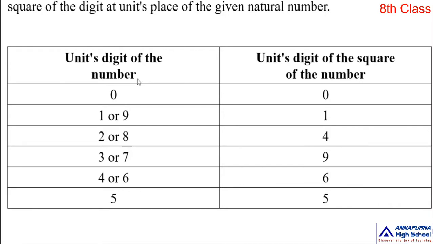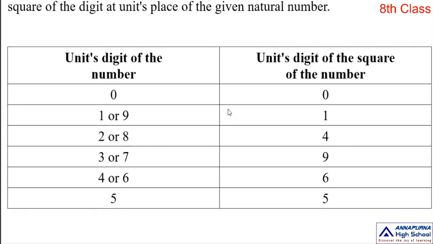That means if you take any number ending with 0, its square also ends with 0. If you take any number ending with 1 or 9, its square ends with 1. If it ends with 2 or 8, its square ends with 4. If it ends with 3 or 7, its square ends with 9. If it ends with 4 or 6, its square ends with 6. If it ends with 5, its square also ends with 5. So this is the more important table. By using this table, we can guess the units digit of the square of the number.